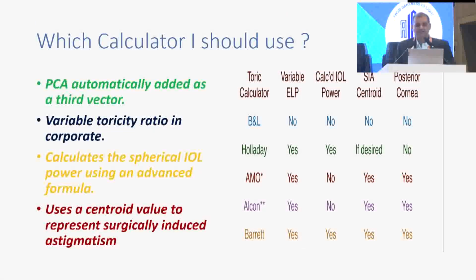along with it. So which calculator should one use? A calculator which has PCA automatically added as a third vector, a variable toricity ratio incorporated in the calculations, and calculates the spherical IOL power using an advanced formula. Like the Barrett toric calculator, it will give the spherical power automatically. So those toric calculators work very well. And use a centered value to represent the surgically induced astigmatism.